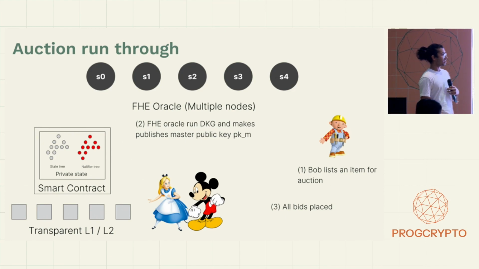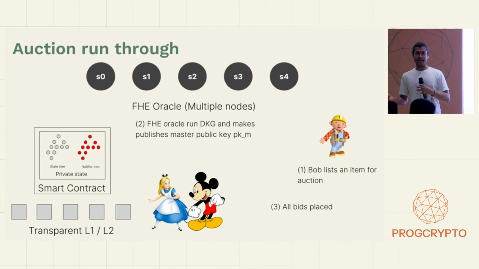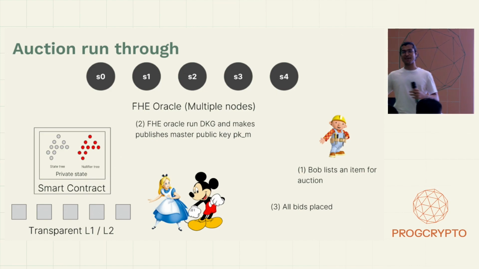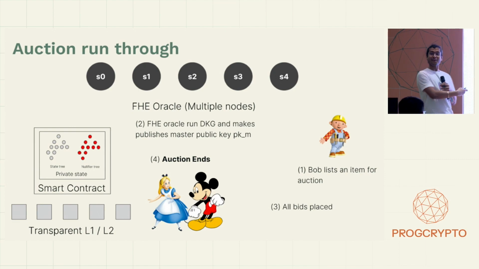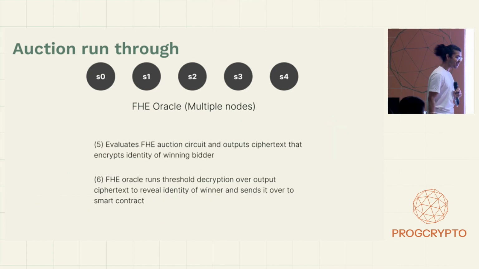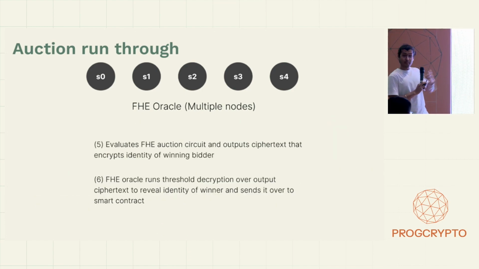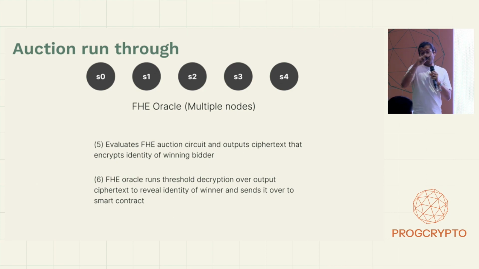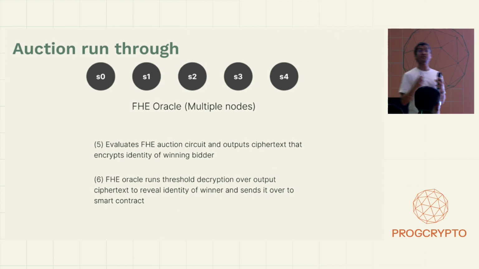And then let's say that Mickey the Mouse and all the degens of the world have placed their bids, and the auction ends. The auction ends, right? So what happens after that? Well, the FHE oracle has all the bid ciphertexts. So what they do is that they collect all the bid ciphertexts and compute on top of these ciphertexts an FHE auction circuit, and produce a ciphertext that encrypts the identity of the winning bidder.